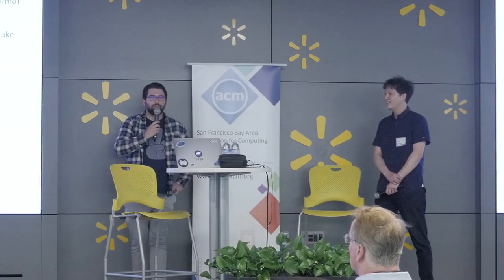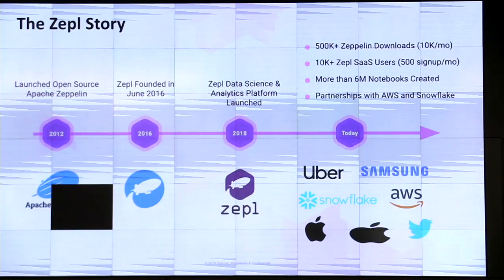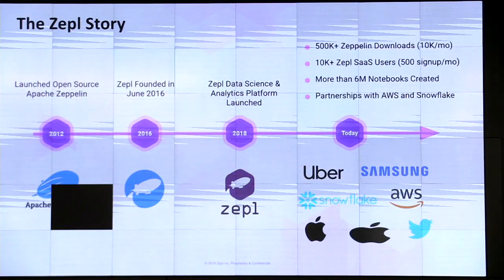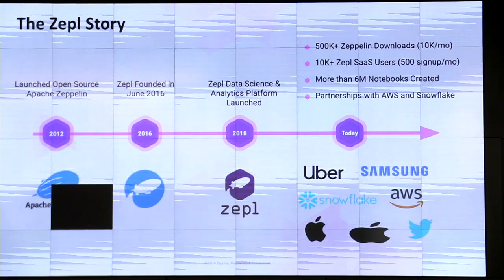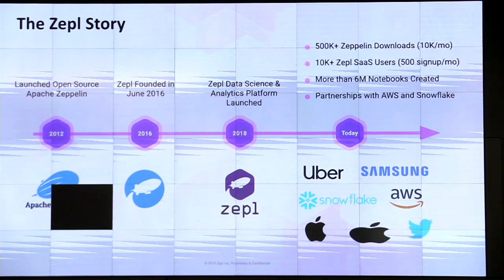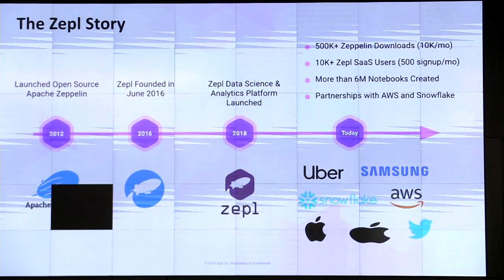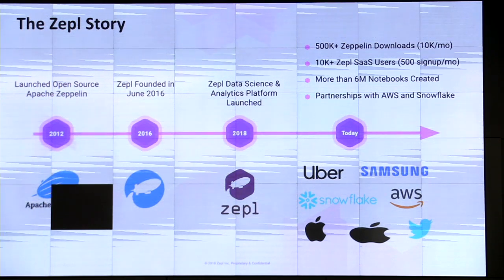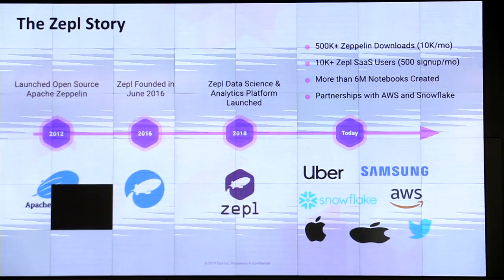So a little bit about the Zeppel story. We already touched on it, but Moon created the open source Apache Zeppelin in 2012. We founded Zeppel in 2016 to serve enterprise users, to give them the features they needed to help teams of data scientists work together. Ultimately we launched our platform as a SaaS product in 2018. We've gotten great adoption at different companies such as Uber, Samsung, and we're also working with partners such as Snowflake, Apple, etc.